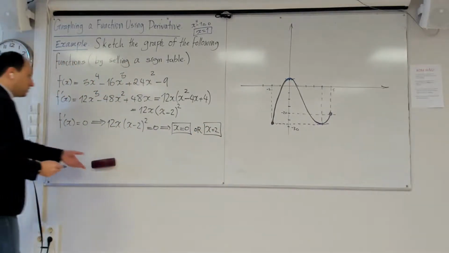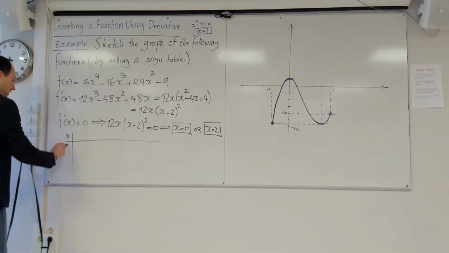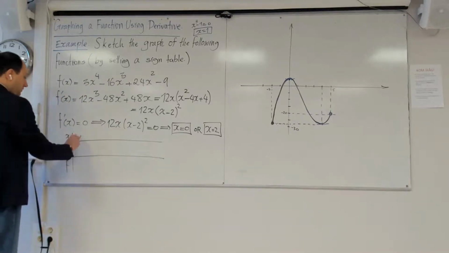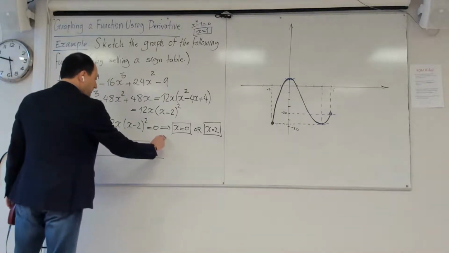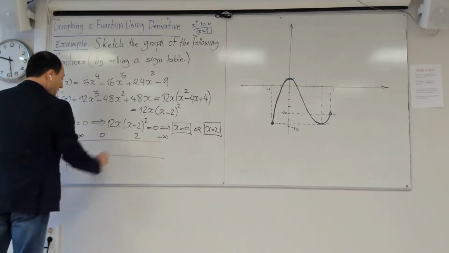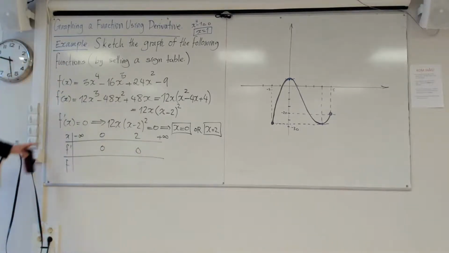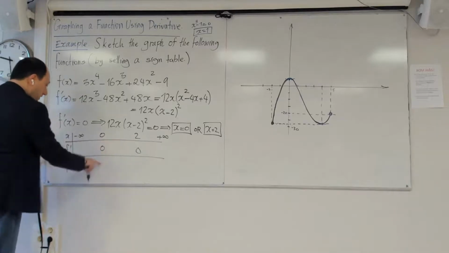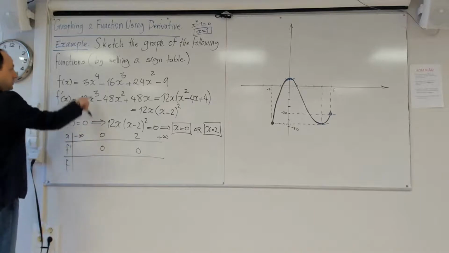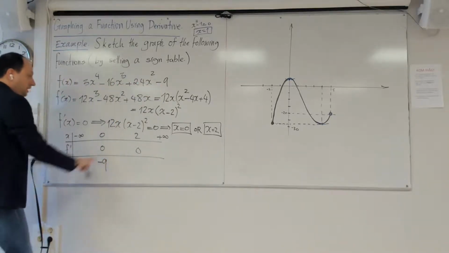Then I start setting up my table. The table is x, f prime, f, and it goes from minus infinity to positive infinity. I have two numbers, 0 and 2. Not surprisingly, f prime has to be equal to 0 at these numbers. Then I put these numbers in the function row. Here I put 0, and f of 0 is minus 9. It was super simple. And then I put 2 here.